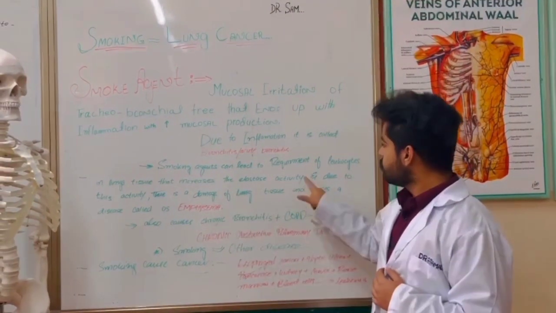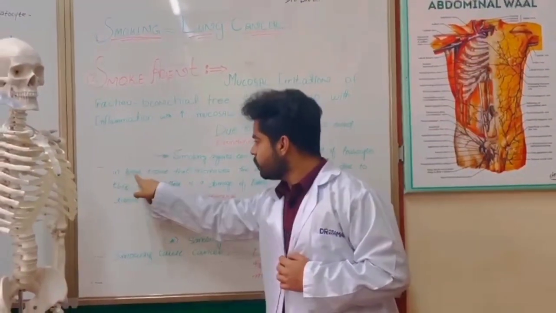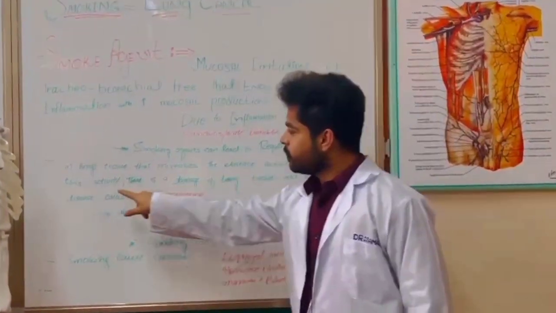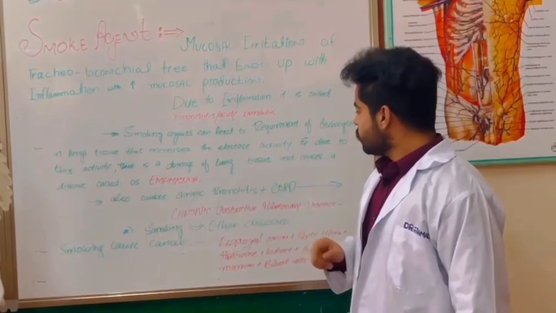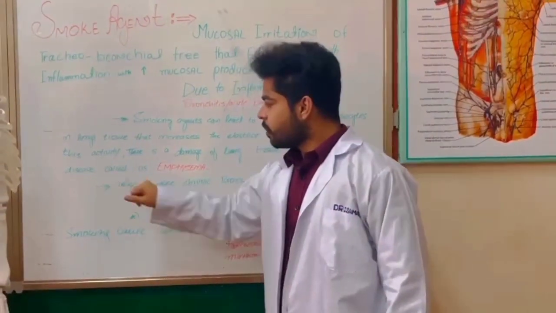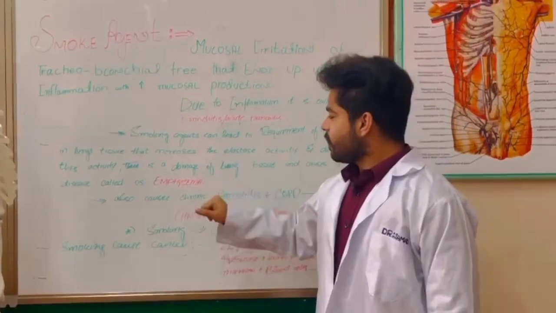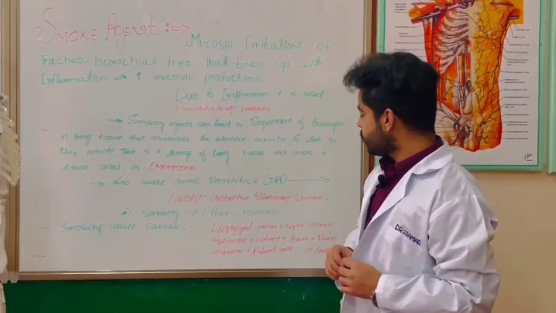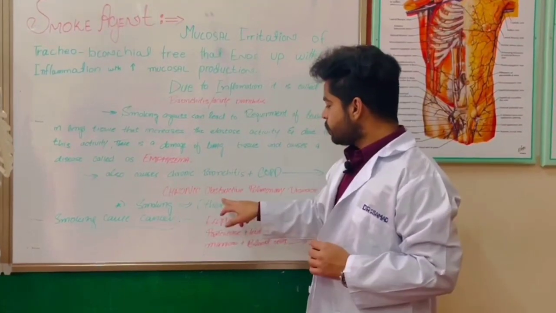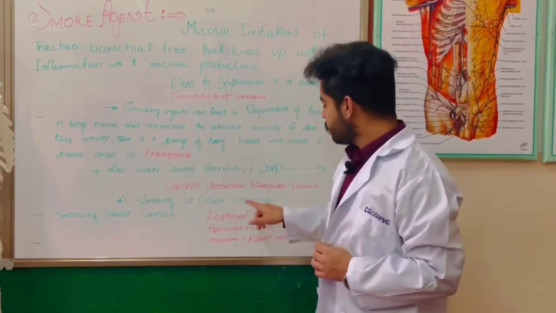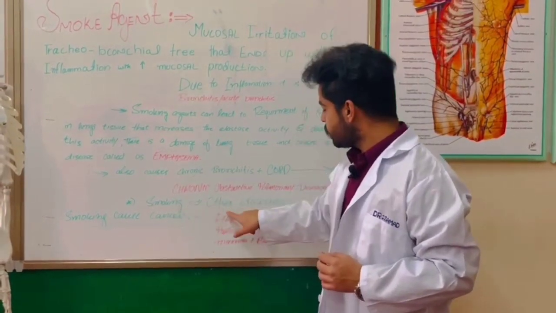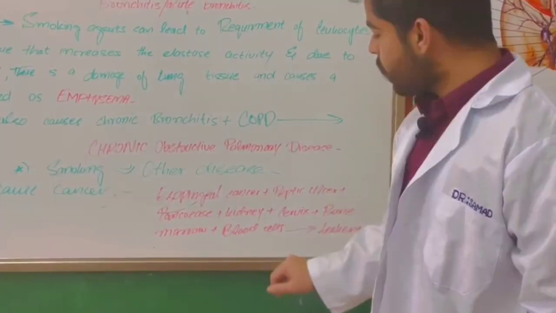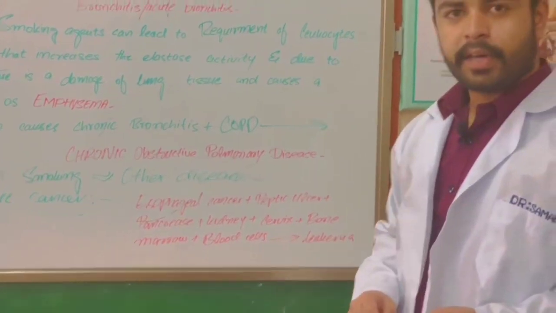Smoking agents can lead to recruitment of leukocytes in lung tissue that increases the elastase activity, and due to this activity there is damage of lung tissue and it causes a disease called emphysema. It also causes chronic bronchitis, COPD, chronic obstructive pulmonary disease. Smoking causes other diseases and cancers: esophageal cancer, peptic ulcer, pancreas, kidney, cervix, bone marrow, blood cells, and leukemia.